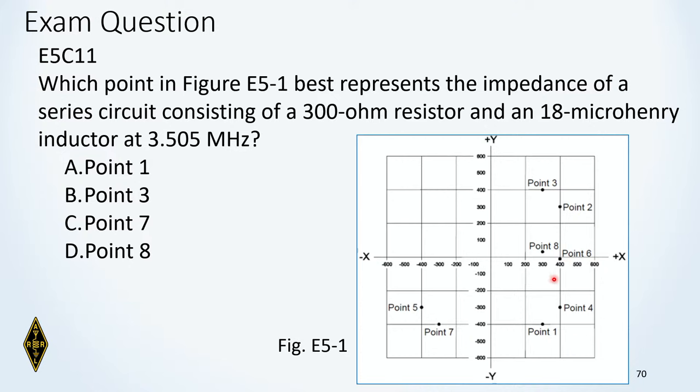and there's only one. If you can assume that these two points are right on the line, zero, that'll help wash out some of the confusion. But so it's an inductor, it's going to be 300 plus something, which is probably going to be point.